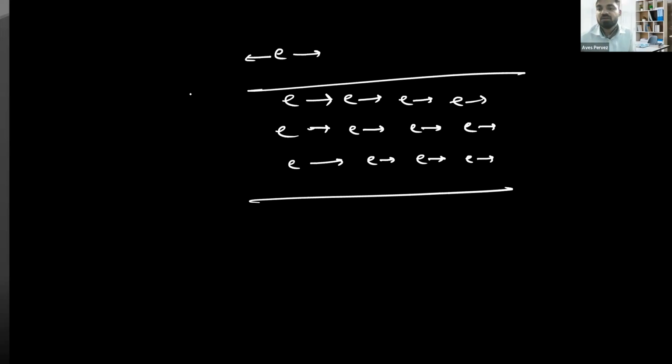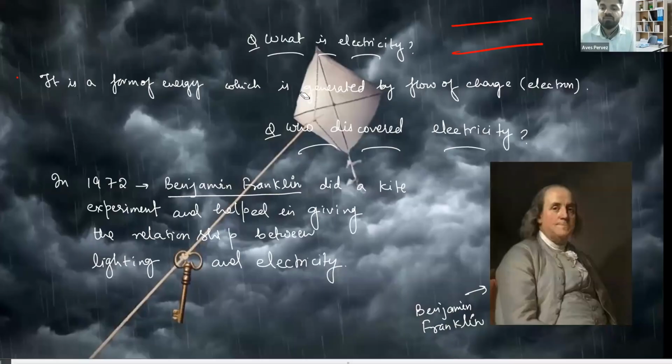Let's move further. Note it down that electricity is a form of energy generated by the flow of electrons. And who discovered electricity? We don't specifically know who discovered electricity or electric current. There have been many theories, and we just have the history of how electric current was used in ancient times, but we don't know the name of any person who discovered it.